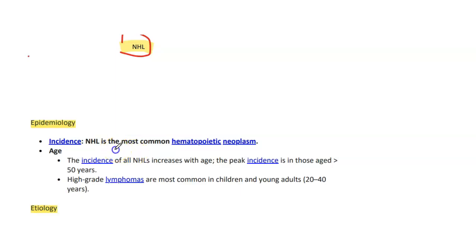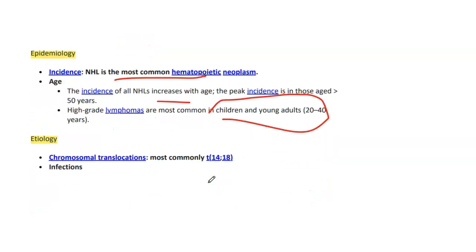Non-Hodgkin lymphoma is the most common hematopoietic neoplasm and its incidence increases with age. Peak incidence is in those with age greater than 50 years. High-grade lymphomas are most common in children and young adults, like 20 to 40 years.